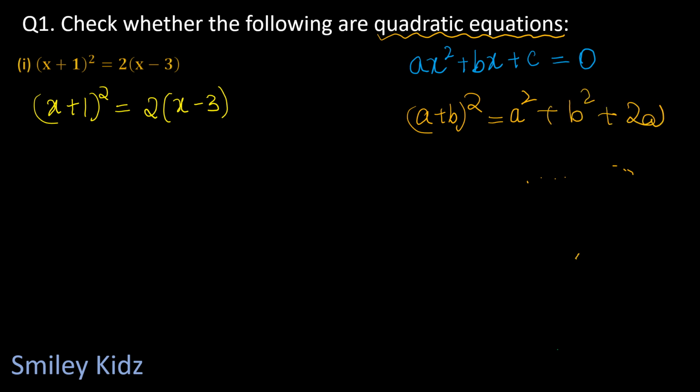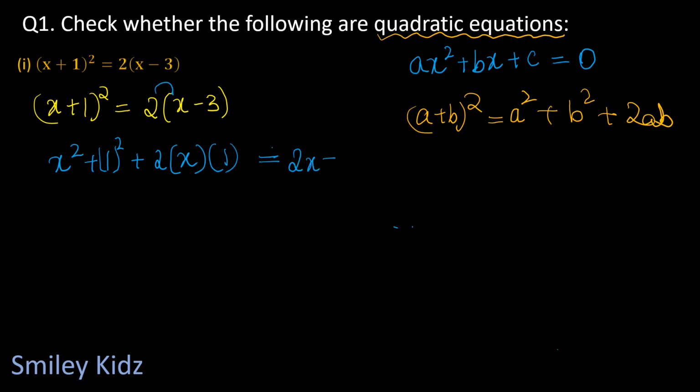Now, what is (x plus 1) whole squared then? It is going to be x squared plus 1 squared plus 2 into x into 1, which is equal to 2 multiplied by (x minus 3). Here it's going to be 2x minus 6. That is how we multiply a monomial with a binomial, isn't it? Now, we're going to further simplify this equation in this manner. x squared plus 1 plus 2x is equal to 2x minus 6.